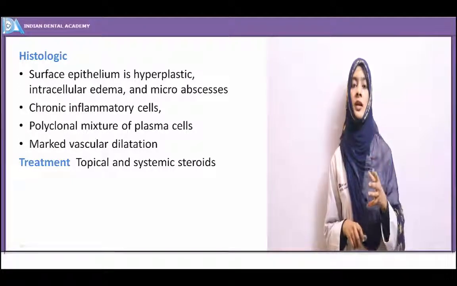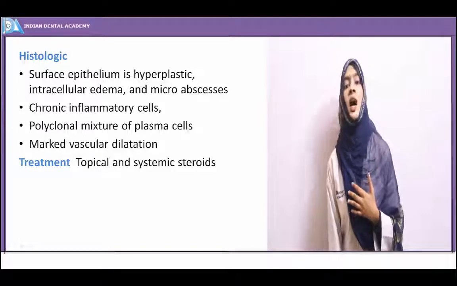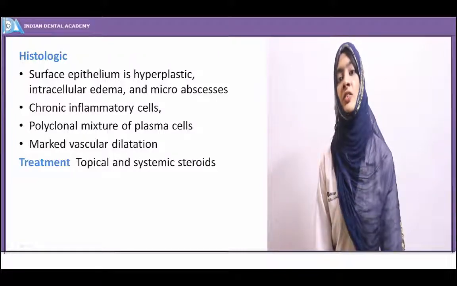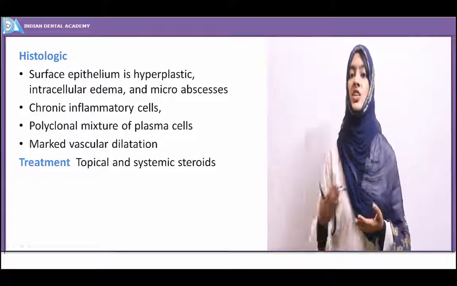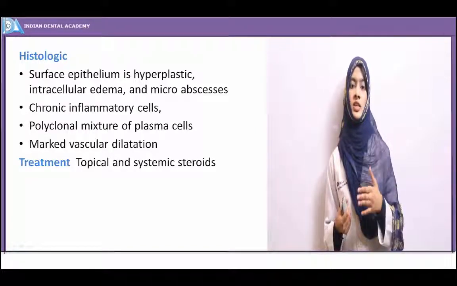cells, and the vascular capillaries that are present are engorged and appear edematous, and thus marked vascular dilatation appears. Treatment for this is identifying the component or the etiologic factor and withdrawing it from your diet or intake, which leads to regression of this condition.